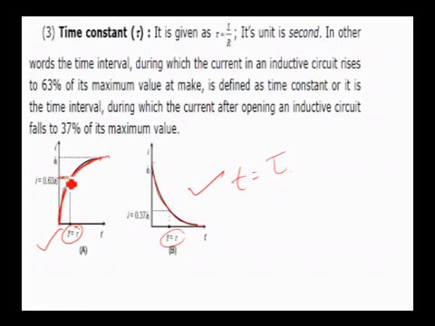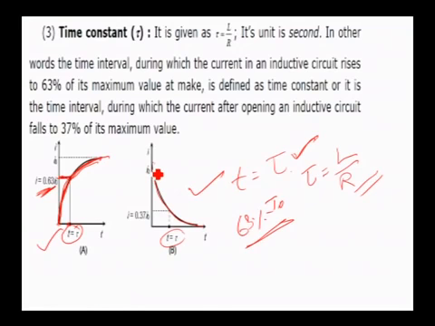Suppose you take a particular value of current which is 63% of its maximum value. The time taken by the current to increase to 63% of the maximum value is called a time constant, and this time constant is given by the formula tau is equal to L by R. Similarly, when the key is opened, the current starts decreasing at an exponential rate. Suppose the current drops to 37% of its initial or maximum value, then the time measured in that case is again a time constant.